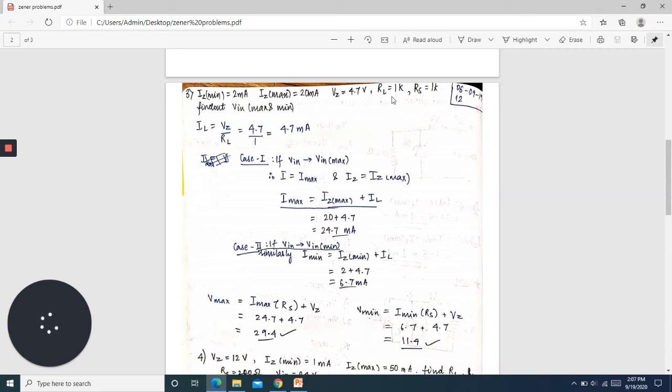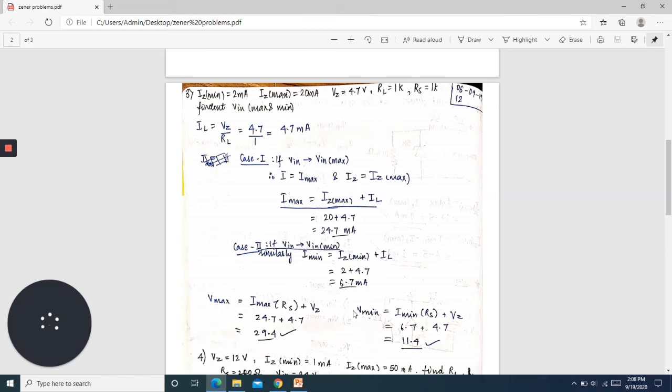As soon as we know that RL has a fixed value, definitely the input voltage is going to change. So we need to find I max and I min. Just by looking at the problem statement itself, we got to know about these things. Now find the maximum and minimum input voltage V in, as they have asked. What can be easily found is the value of IL, because RL is constant and VO we already know, because it is equal to VZ. So VO by RL will give me the value of IL.